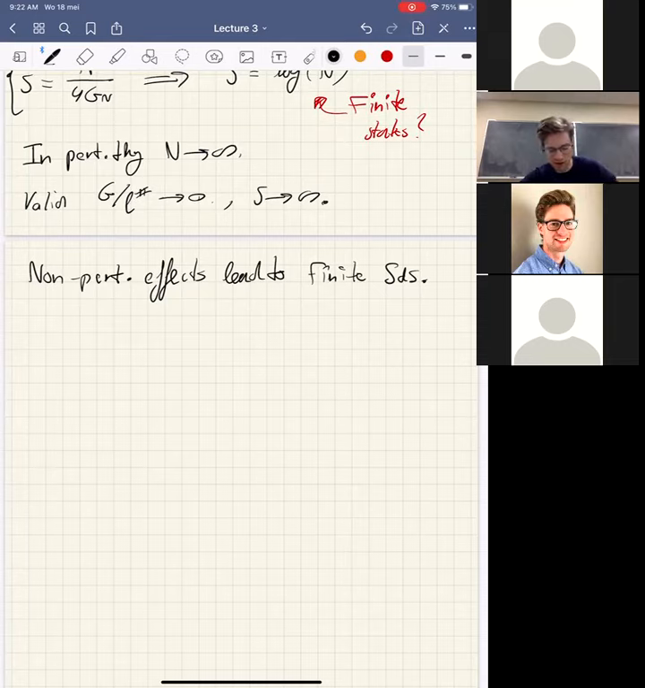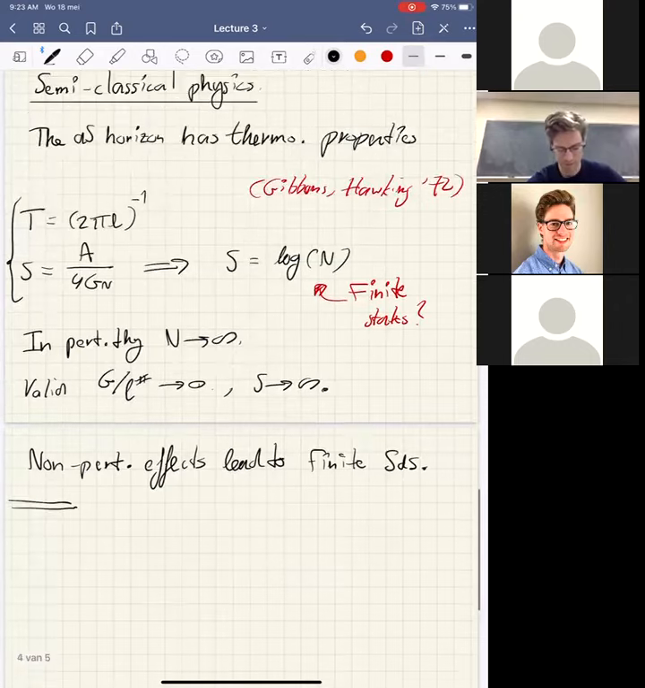Okay, so what we'll now do is we'll try to analyze these non-perturbative effects and see how they lead to interesting constraints on de Sitter space. And I think there's a question. Yes, excuse me. So I do understand why in perturbation theory n goes to infinity.